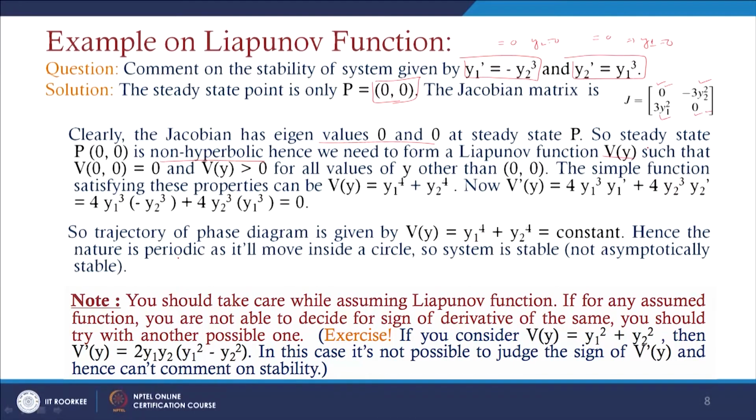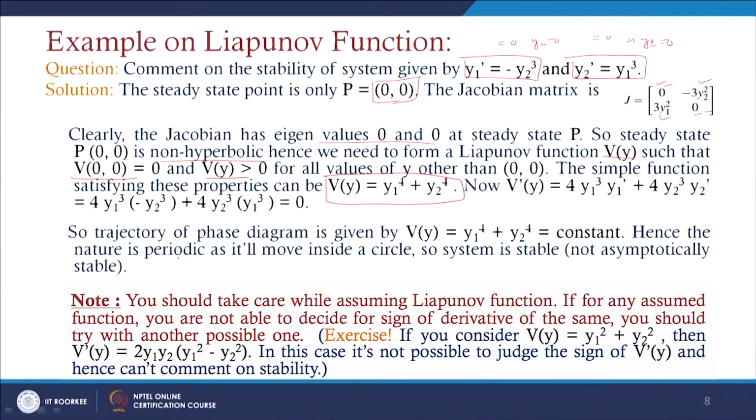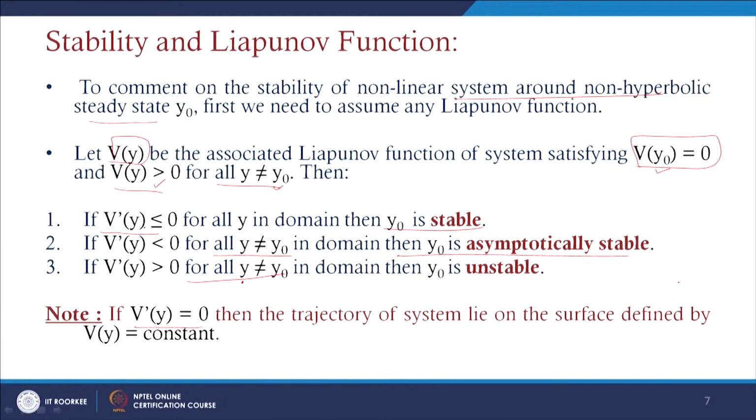So, if it is non-hyperbolic, then we can use this Lyapunov function. If we formulate this function v of y in such a fashion that v of (0, 0) equals 0 and v of y greater than 0 for all values of y except (0, 0), then a simple function satisfying these properties can be written as v of y equals y1 to the power 4 plus y2 to the power 4. This is a guessed method, since we do not know exactly how this function will behave. Now, the next condition is that we have to find whether v dash y is less than or equal to 0, greater than 0, or less than 0, and that we have to verify.